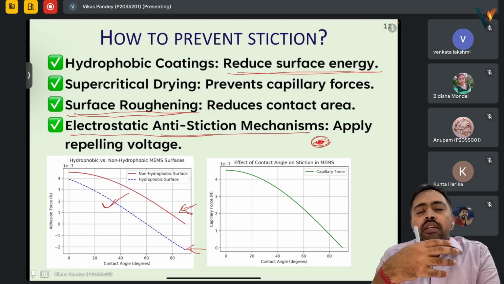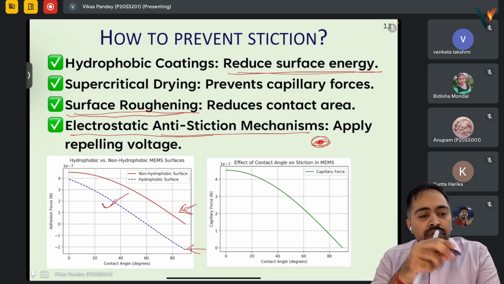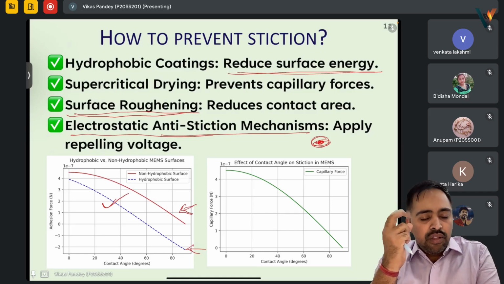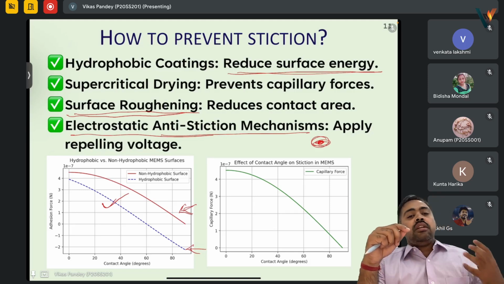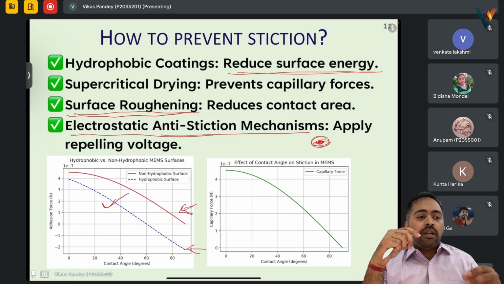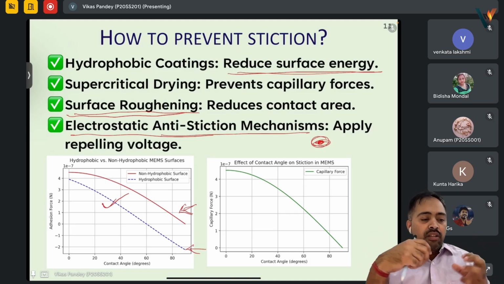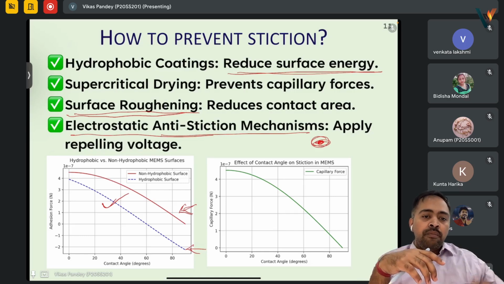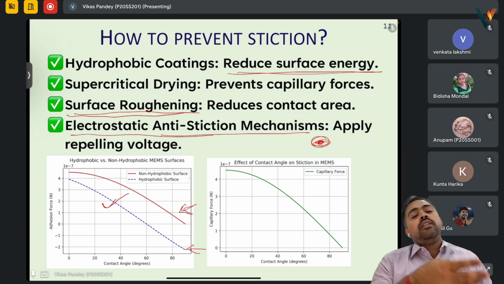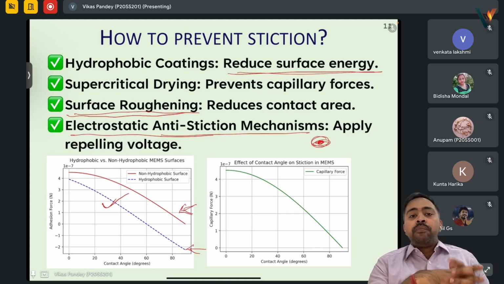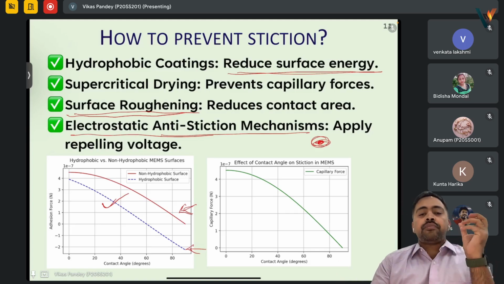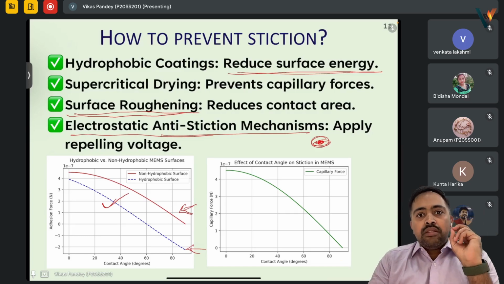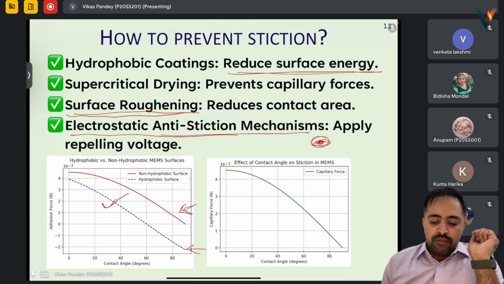It can even be made so that after this device works for, say, 24, 25 hours, a repelling voltage is applied for, say, 2 minutes. If something is stuck, it will force it to unstick, and then again it will start working. Such mechanisms can be used to prevent stiction.